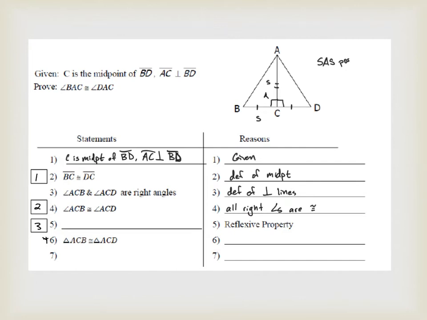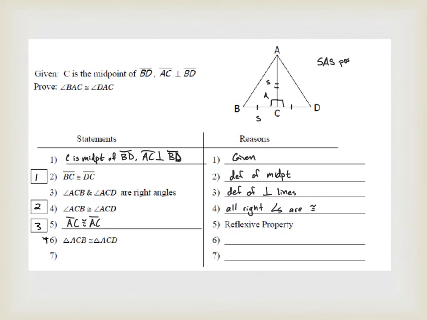Beforehand, we would go into saying that each angle is 90 degrees, and therefore they're congruent, or they're equal because their measures are equal. Now we can just go straight and say that all right angles are congruent. Finally, we have that AC is congruent to AC, and that is because of the reflexive property.